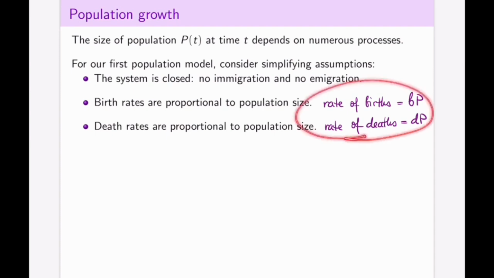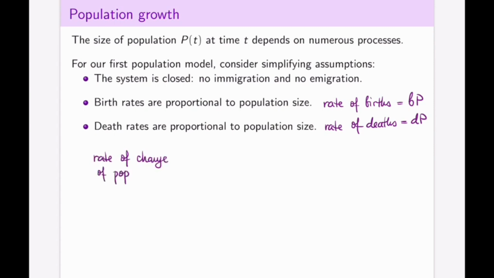Now, with these ones, if these are the only processes that affect the population, then we can fairly quickly think about what actually happens to the rate of change of population as a whole. What affects it? Well, first of all, the rate of change means that I have to account for positive changes, which is the rate of births. This is what adds to the population. And then I have to take away the negative changes, so the rate of deaths that happens in the population.